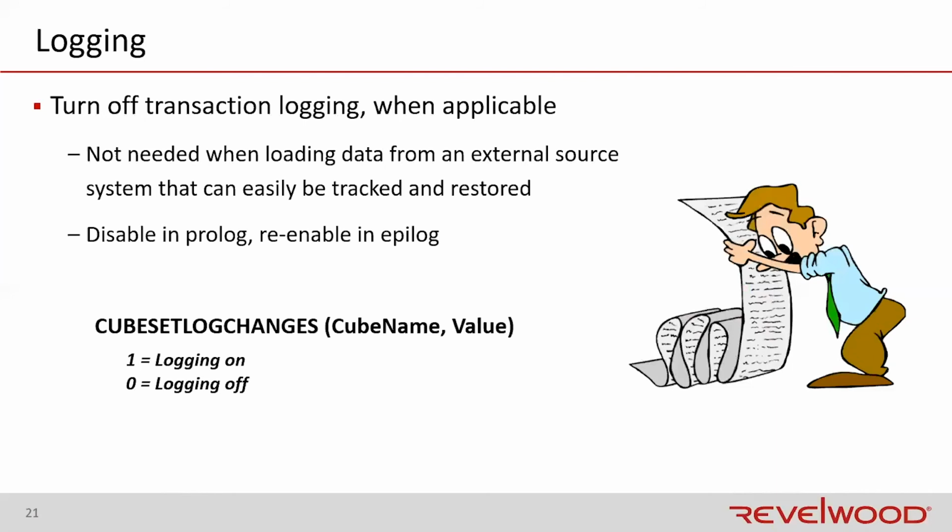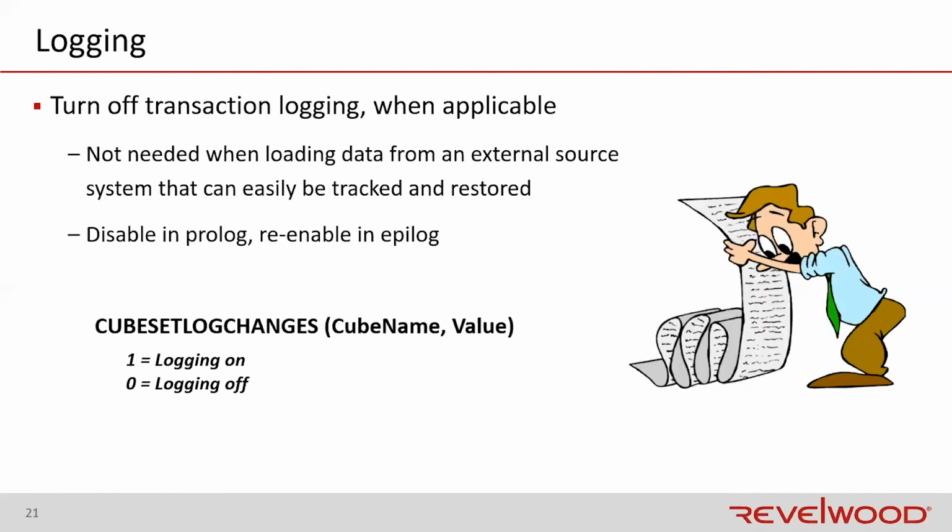One of the reasons that TM1, one of the reasons that Planning Analytics is one of the fastest engines on the market is because it does everything in RAM. It does everything through a memory method so that it doesn't have to do input-output back to a disk. Logging is where we send it back to the disk. So whenever possible, turn it off.